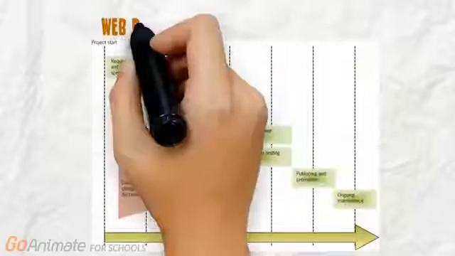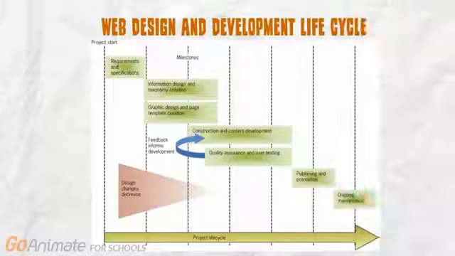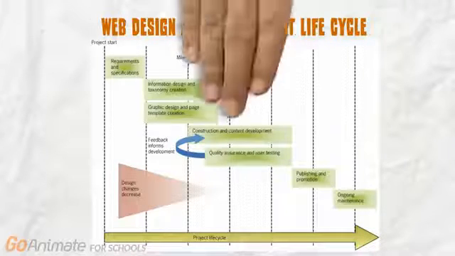The web design and development life cycle is the most important process. It includes the following key steps. One, customer requirements and specification. Two, information design and taxonomy creation. Three, graphic design and page template creation. Four, construction and content development. Five, quality assurance and user testing. Six, publishing and promotion. Seven, ongoing maintenance. Generally, professional web developers always follow these steps for a successful web project.